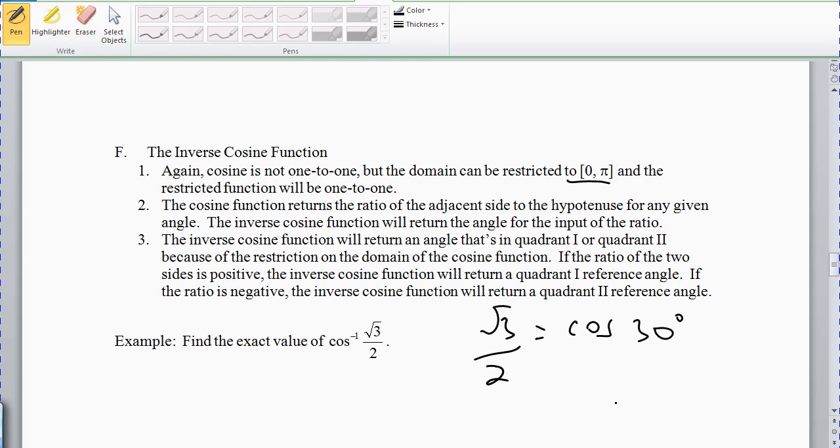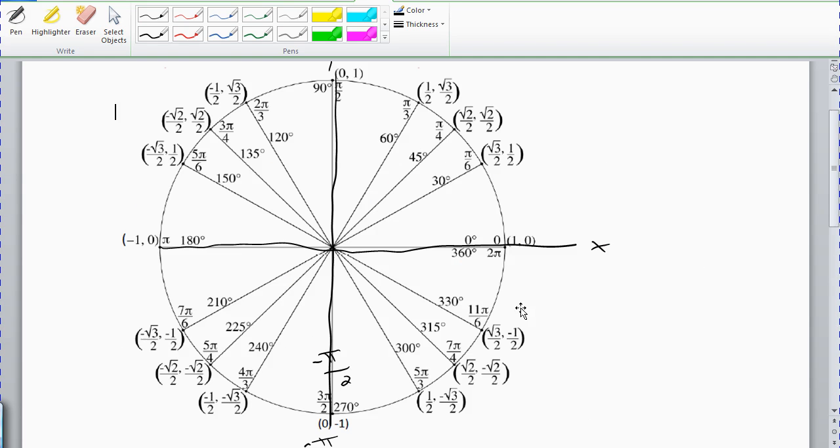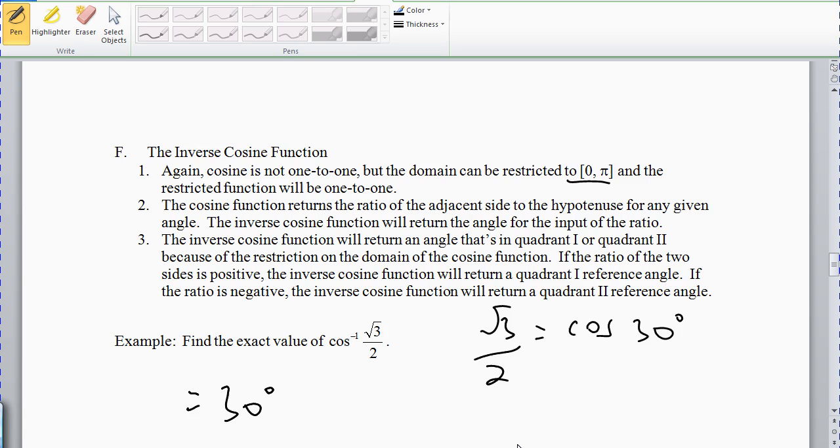I'm done. Because that means my answer is 30 degrees, because in the first quadrant cosine is positive, and in the second it's negative. And so at 30 degrees, you see square root 3 over 2. At 150, you see a negative square root 3 over 2. We want the positive. And that's the same as pi over 6, because 30 goes into 180 six times.